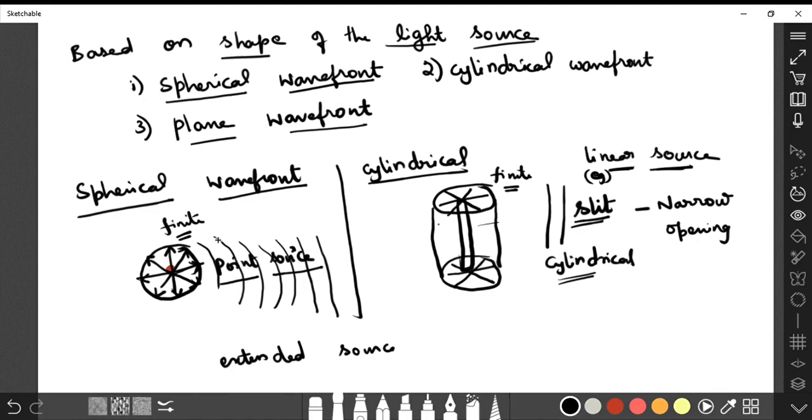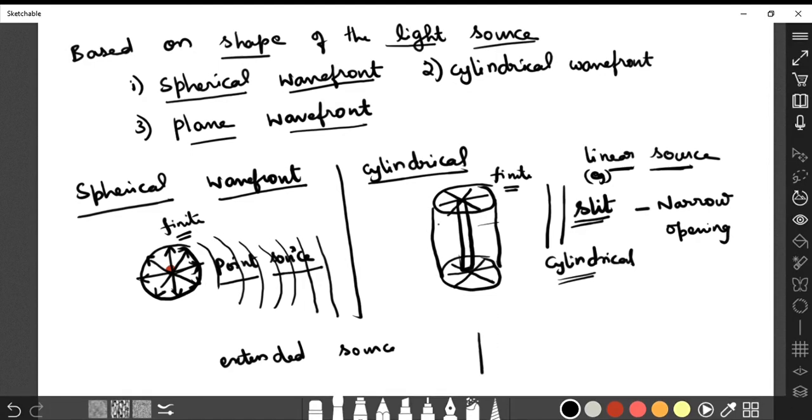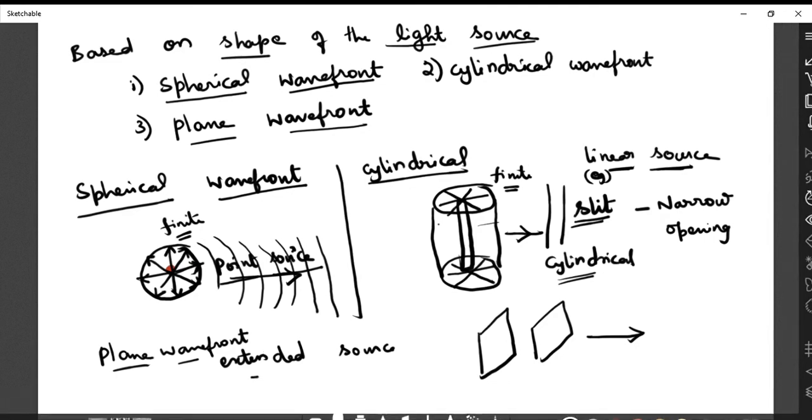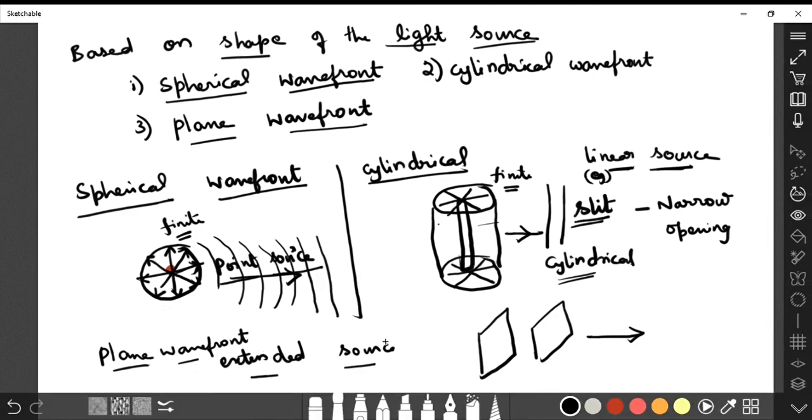So how will the plane wavefront be shown? It will be like this. See here, the direction will also be moving forward. So this is what we have to understand. How can we explain the plane wavefront? The plane wavefront is produced by the extended source. It may be either a point source or a linear source, but it should be at infinite distance, so that the spherical and cylindrical wavefronts become a plane wavefront. This is what we have to understand, the types of wavefront.